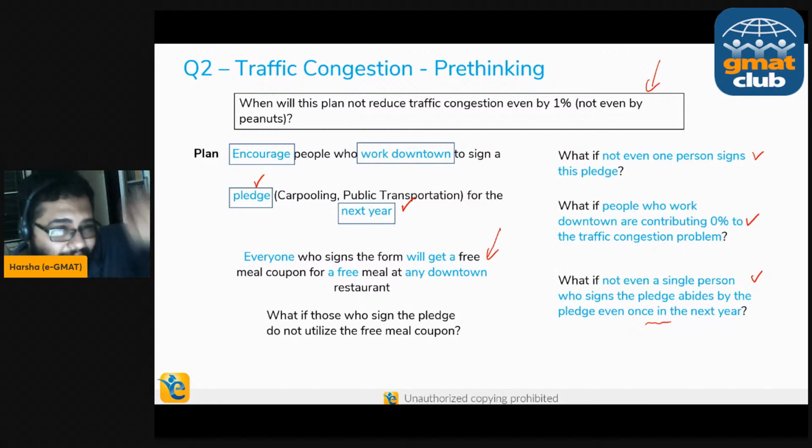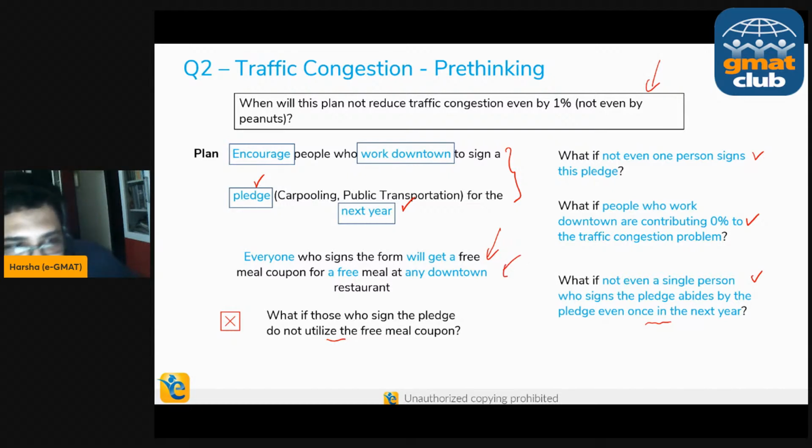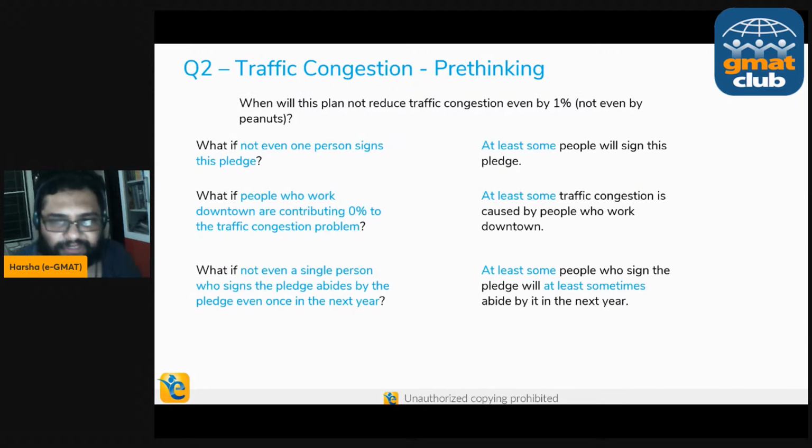End of the day, the only thing that matters is whether these people abide by the pledge, yes or no. Whether they utilize the free meal coupon and go and eat at a restaurant, whether they don't eat at the restaurant, nobody cares. It has nothing to do with reducing traffic congestion. So a scenario like that would not be valid. What you'll realize is the core logic is here. Everything else is just a dangler. It's important to understand that, because otherwise an answer choice that's talking about whether people prefer free meal coupons, yes or no, is going to be a confusing option choice. So if this is clear, then the assumption is very, very clean.